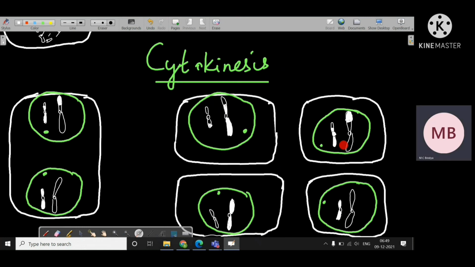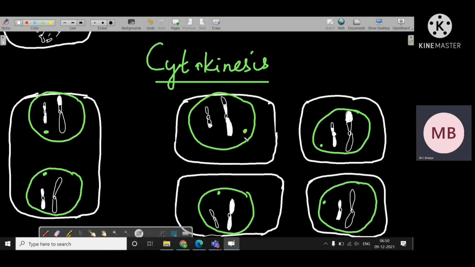Now, this kind of division, that is meiosis, is carried out for reproducing cells like gametes. So for the formation of gametes, meiosis takes place. So cytokinesis leads to the division of cells, leading to four haploid cells.